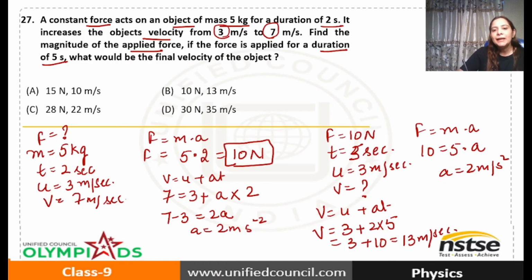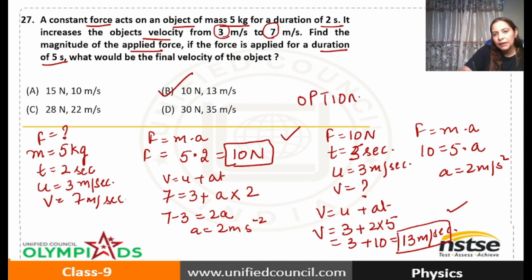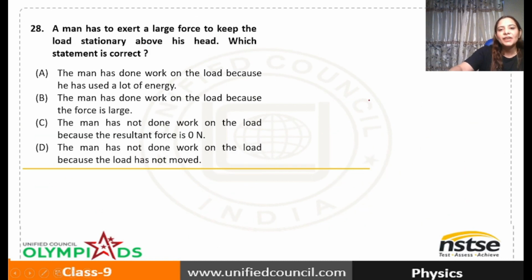So the option that has these two answers, that is force as 10 Newton and final velocity as 13 meter per second, is the right answer. So which one is right? Option B is correct. Next question.